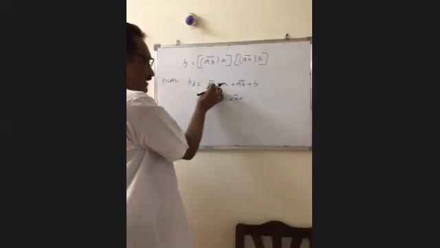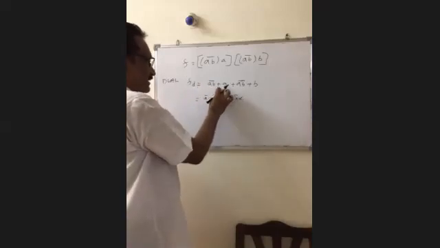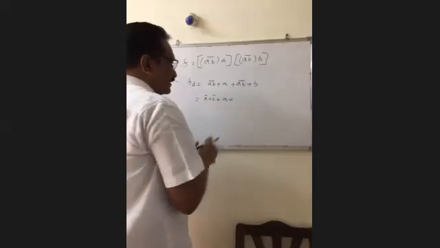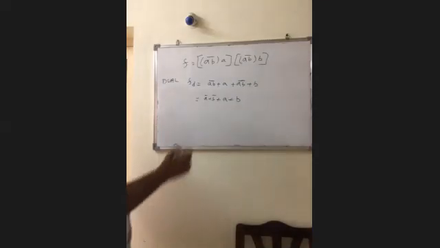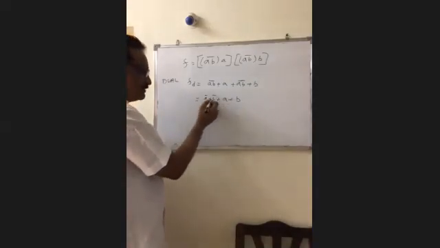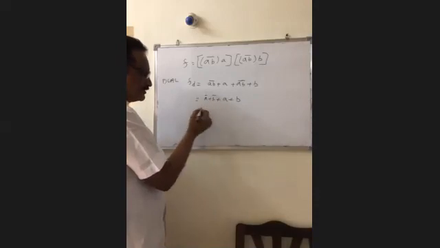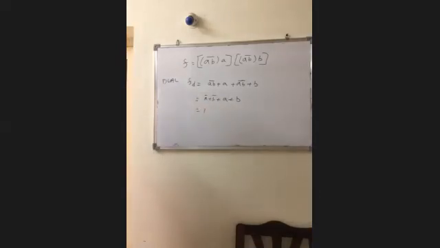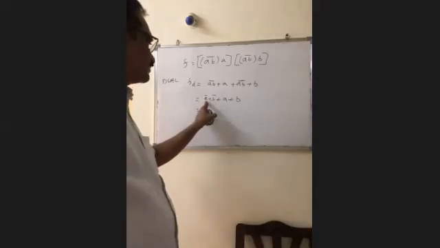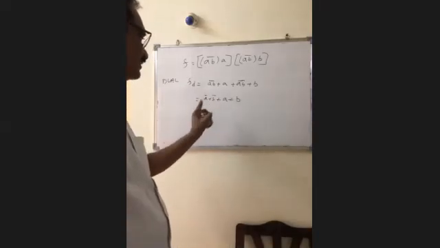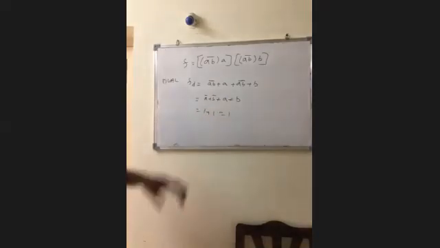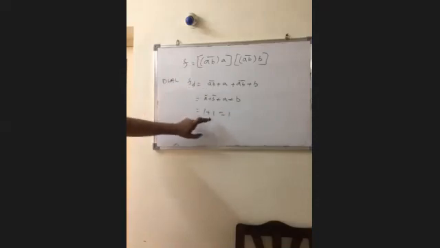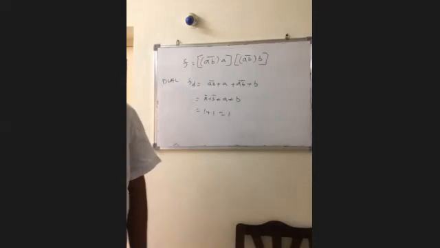So AB bar can be written as A bar plus B bar plus A plus B. A plus A bar equal to 1. B plus B bar equal to 1. So 1 plus 1 is equal to 1. So this is the dual of the given expression, and this is the minimal expression. And the minimal expression is equal to 1 only in this case.